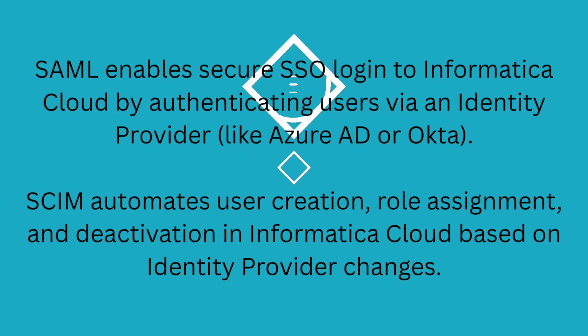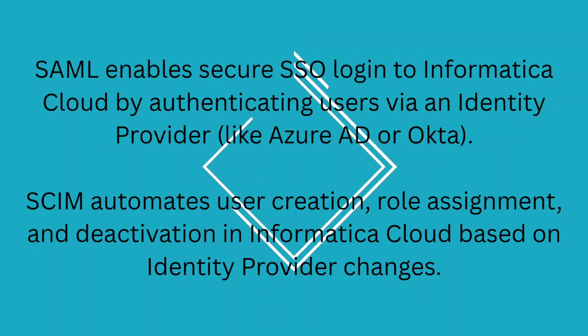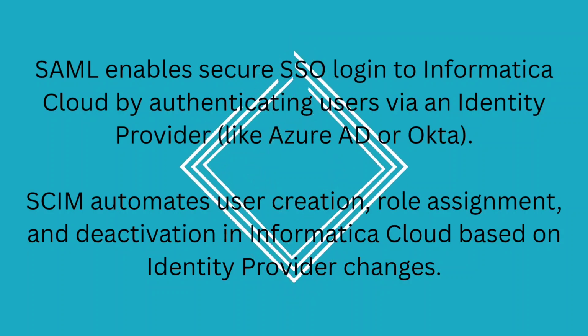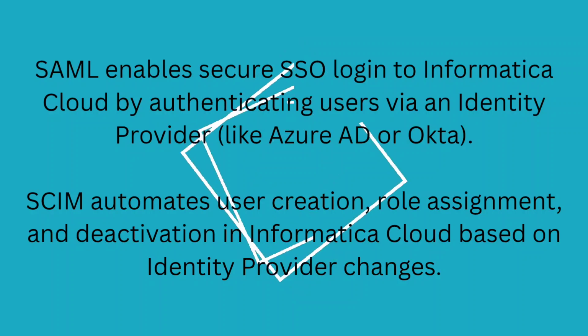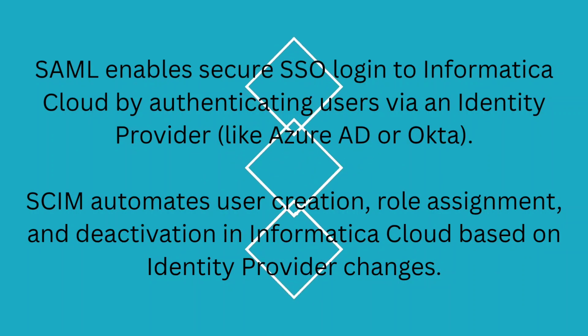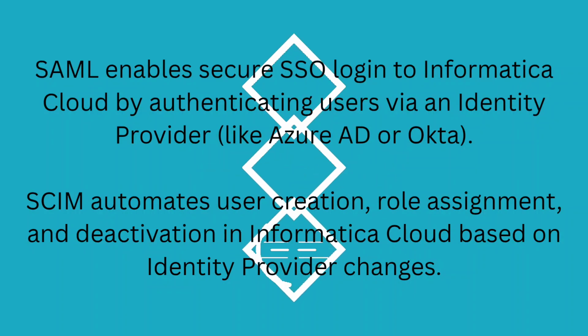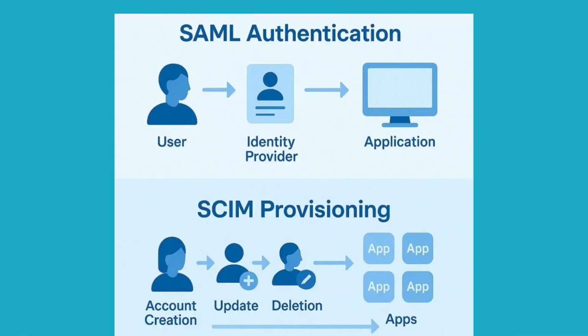SAML enables secure SSO login to Informatica Cloud by authenticating users via an identity provider like Azure AD or Okta. SCIM automates user creation, role assignment, and deactivation in Informatica Cloud based on identity provider changes. It happens automatically, and you don't need to instruct it when a user is disabled or a new user is added. So that's the advantage of this. You can use either Azure AD, Okta, Ping or any other authentication tools to do this.